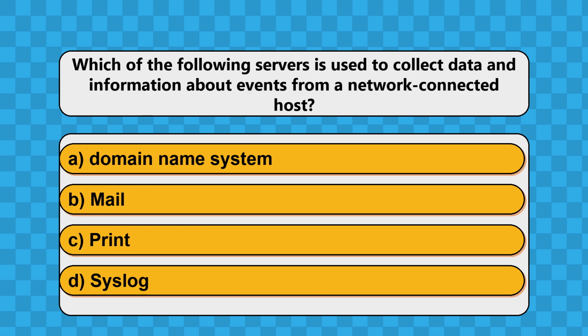Question 18. Which of the following servers is used to collect data and information about events from a network-connected host? Option A, domain name system. Option B, mail. Option C, print. Option D, syslog. The correct answer is option D, syslog.